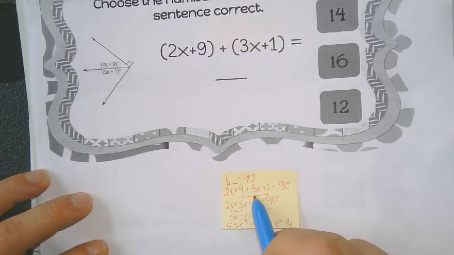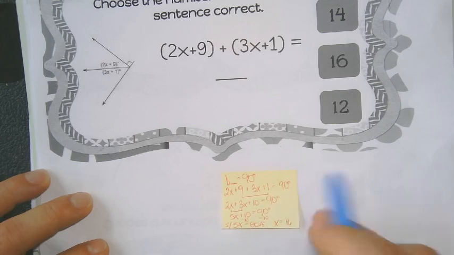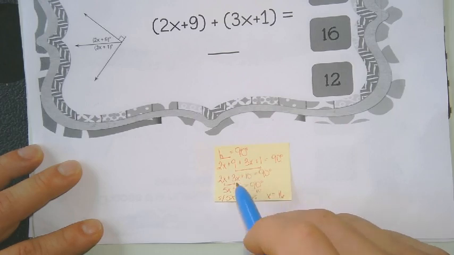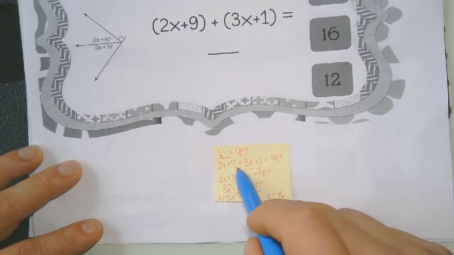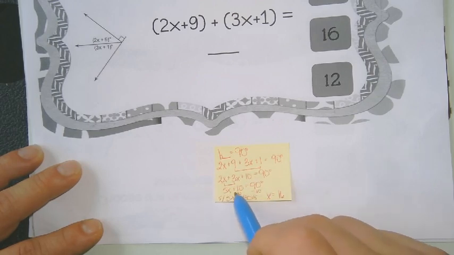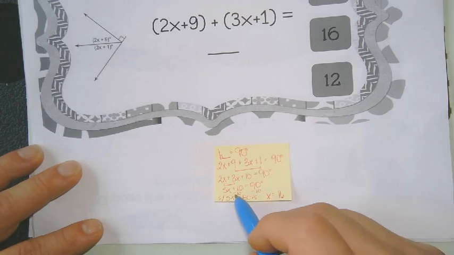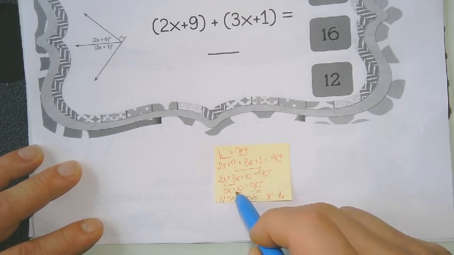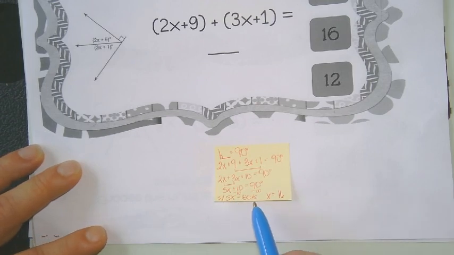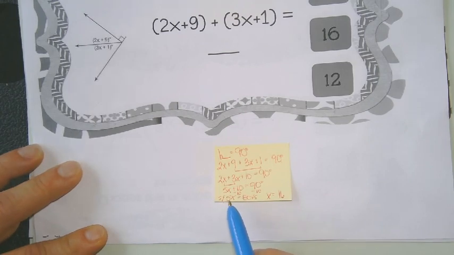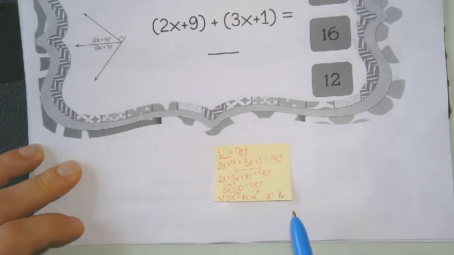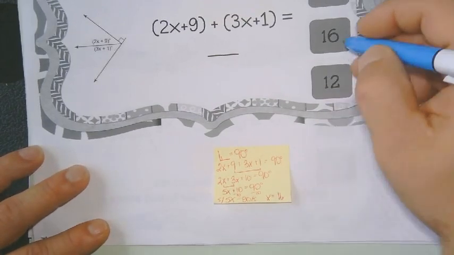And set 2x plus 9 plus 3x plus 1 equals 90 degrees. Alright, combine like terms, we can combine the x's and we combine the digits. So 2x plus 3x is 5x, and 9 plus 1 is 10, so 5x plus 10 equals 90. Now to get the x by itself, we have to start off by subtracting 10 from both sides. So we have 5x equals 80 after that subtraction. And then to get x by itself again, we have to divide by 5. 80 divided by 5 will give you x equals 16. And that is it.